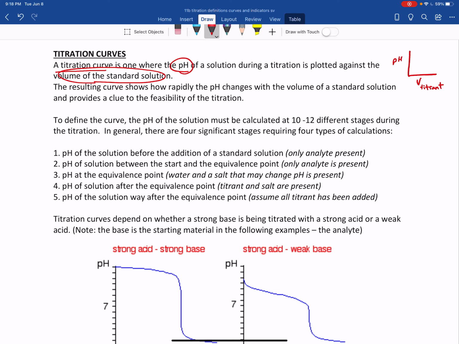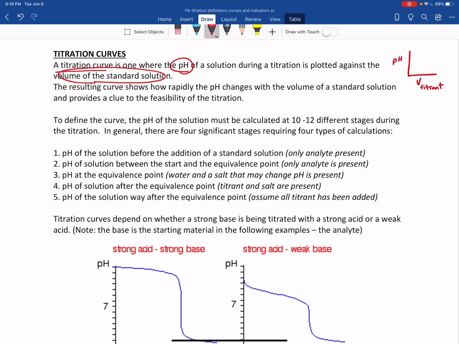So to generate a proper pH curve, at least 10 to 12 different calculations need to be made of the pH at different times during the reaction. Now that's unfeasible by hand, and usually we'll use sensors that collect that data to generate usually about 1 to 2 readings per second. So we'll be in the 1 to 200 calculation range that are automatically done for us.